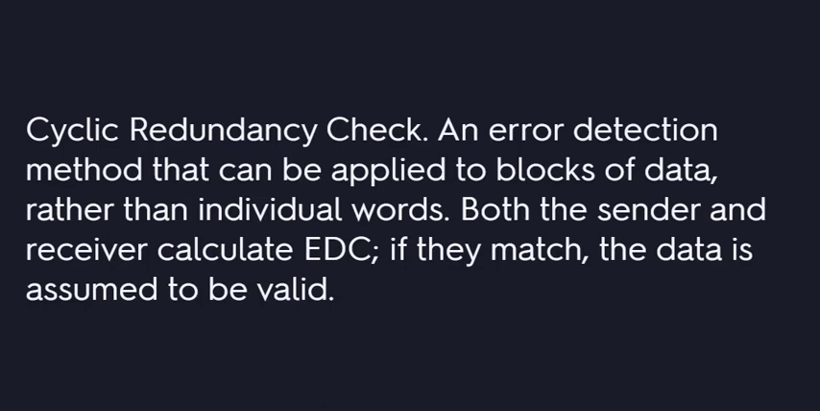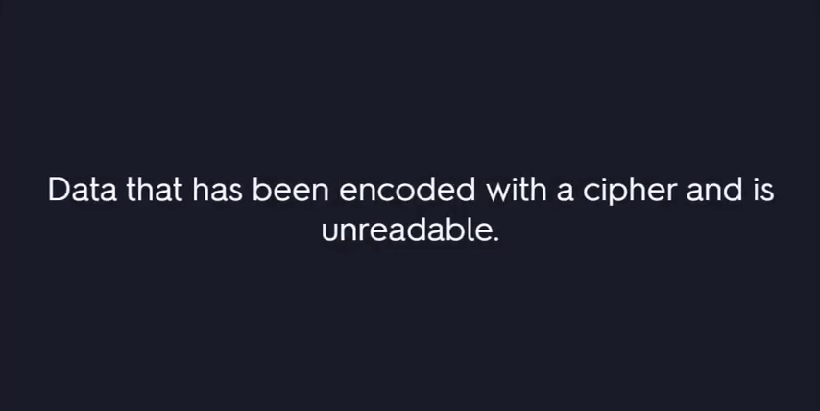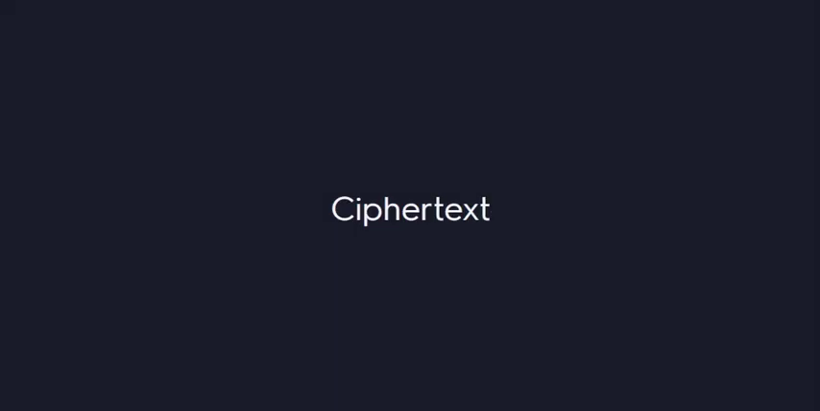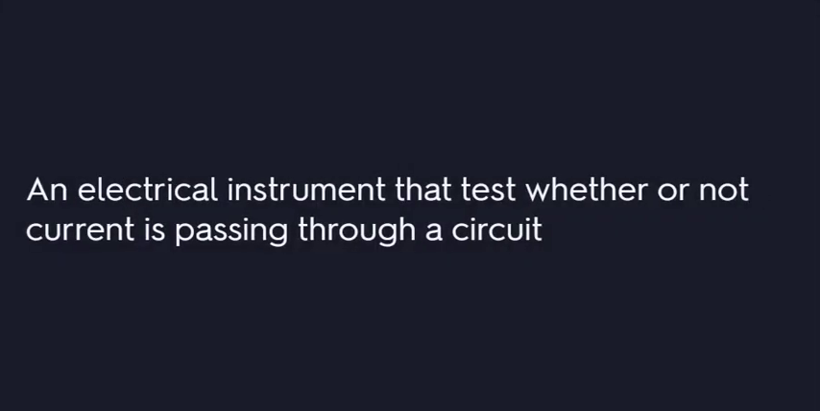Cyclic redundancy check, an error detection method that can be applied to blocks of data rather than individual words. Both the sender and receiver calculate EDC. If they match, the data is assumed to be valid. CRC. Data that has been encoded with a cipher and is unreadable. Ciphertext. An electrical instrument that tests whether or not current is passing through a circuit.